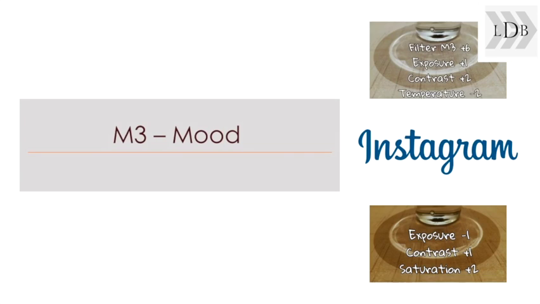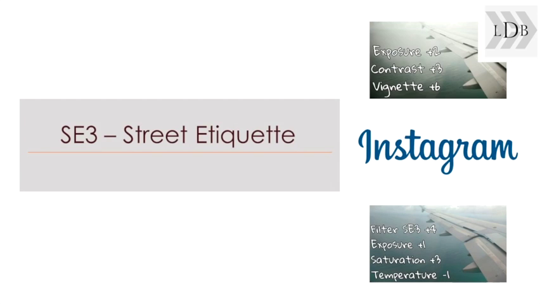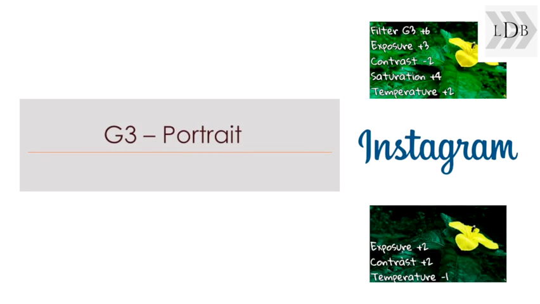Next is the mood filter called M3. This filter gives a hint of sepia tone to your photo and creates a nostalgic feel. It gives the illusion of your photos being captured from an old movie camera, and you can always adjust the setting to suit your objectives. If you're moving more towards a black or dark tone, the street etiquette filter pretty well does the job. It's called SE3 in VSCO, and it changes the photo into a darker shade, giving an intense feeling to your photo. The last filter that I'm going to introduce is called G3. It's a portrait filter. This filter gives a sunny, warm tone to your photo, and it's very suitable for outdoor photo shoots.